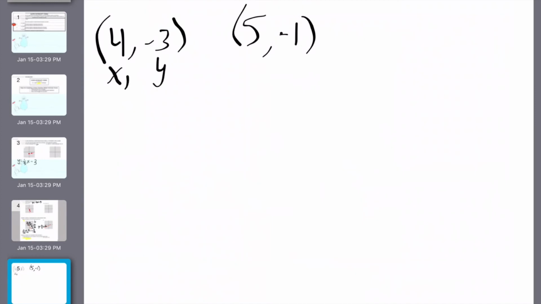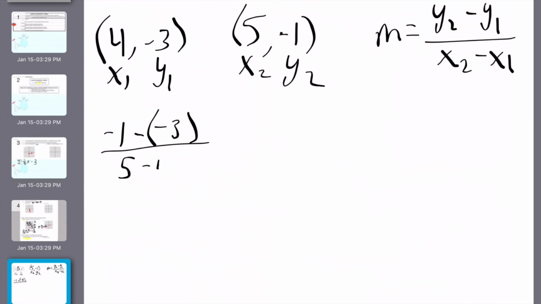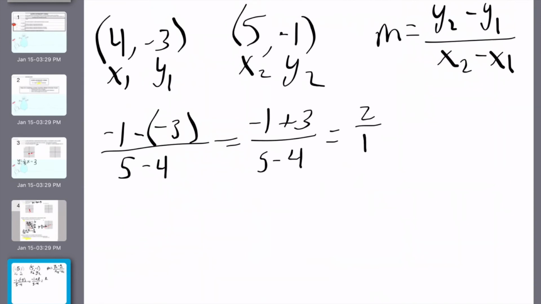So I need to label my x1, y1, and x2, y2. I also need to remember that slope is found by doing y2 minus y1 over x2 minus x1. So now I just have to put these numbers into the appropriate spots. So I do negative 1 minus negative 3 over 5 minus 4. Negative 1 minus negative 3 is the same thing as negative 1 plus 3, because if I'm subtracting and I want to make it an addition problem, I can always add the additive inverse. So negative 1 plus 3 gives me 2, and 5 minus 4 gives me 1. So I know that my slope is 2, which is nice.